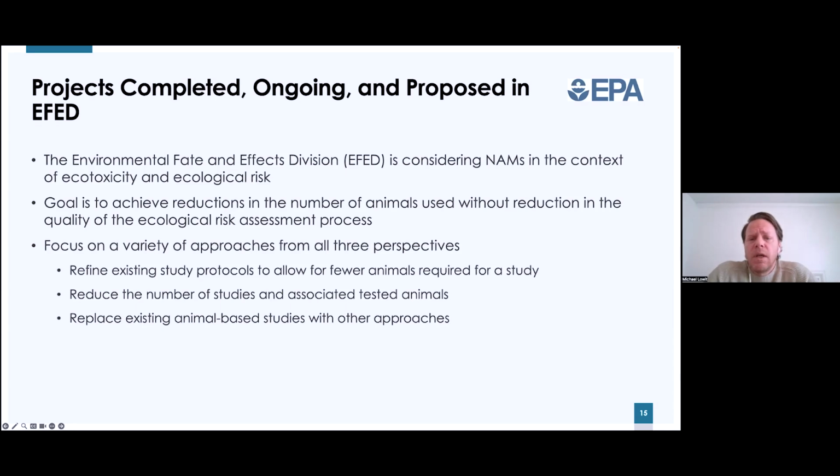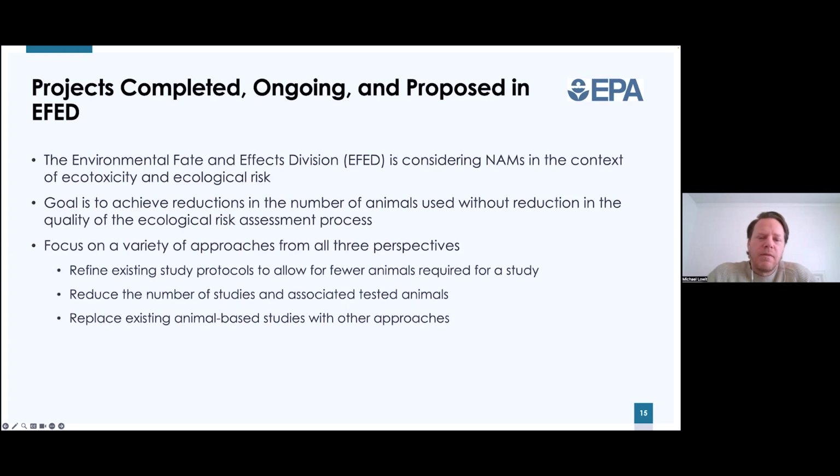For example, in contrast to potential replacement of in vivo data with an in silico approach, we also have retrospective projects, which means that we're going back through our existing data sets of laboratory studies to determine which of those studies have had the greatest impact on risk assessment conclusions. The idea here is that we might be able to grant waivers for studies that aren't expected to have an impact in the future.